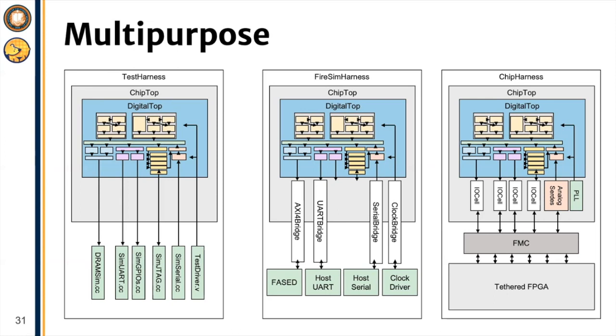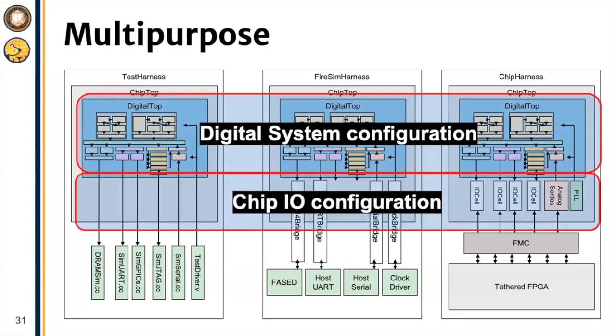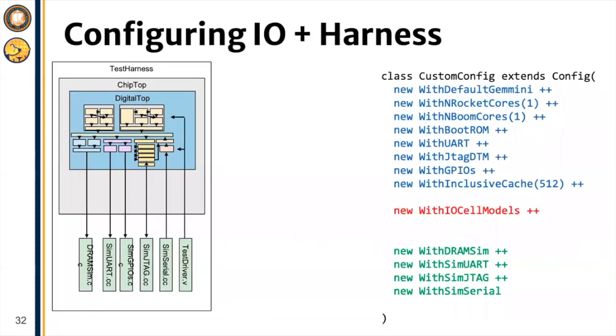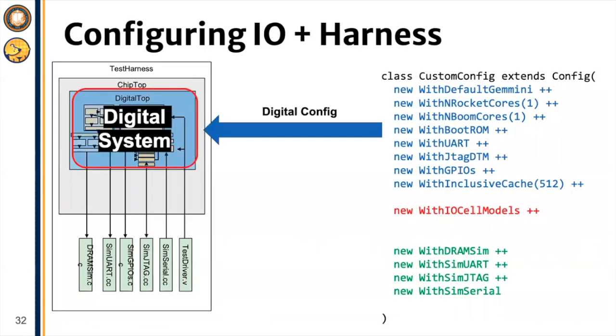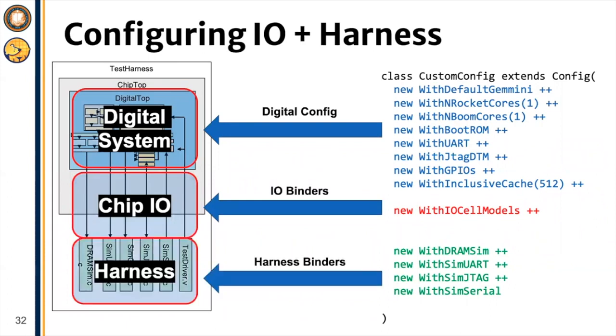And so this divides the level of configuration in Chipyard into three different levels. The top level is where you actually configure the digital system itself. Then you configure the IOs of the system. How does that system interact with the outside world? And then finally, the harness configuration is describing what blocks in the outside world interact with the system. And so a complete Chipyard configuration looks more like the thing on the right, where you have some set of configuration options for describing the actual SoC or digital components of the SoC, some configuration options for describing how the SoC talks to the outside world, and other configuration options for describing how the outside world talks to the SoC.